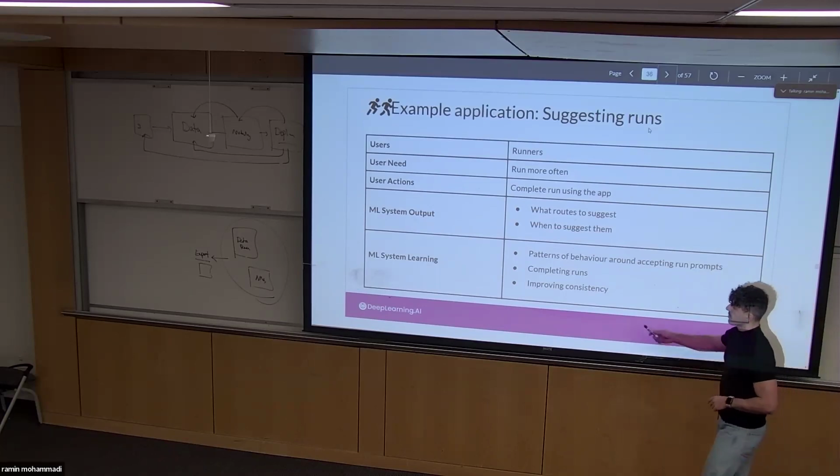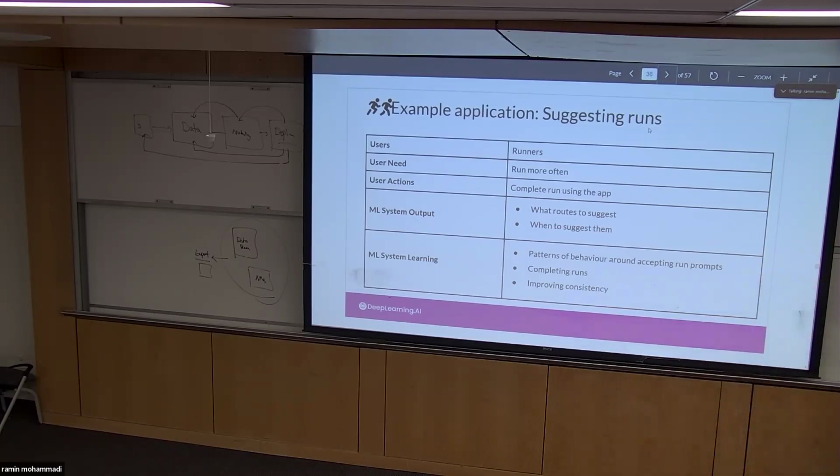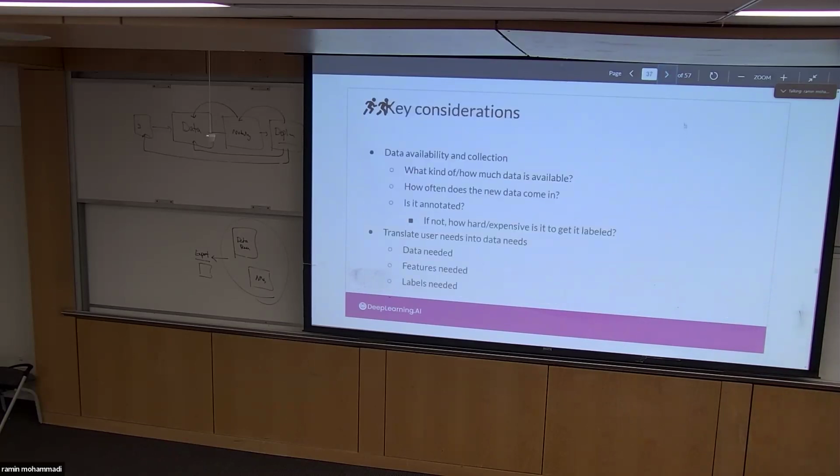And then overall you also want to be sure that you improve consistency. If the user is consistently using your app, that means they're happy. But if users start using your app and then slowly over time they degrade or they stop using the app, that also could be a sign that something is wrong.